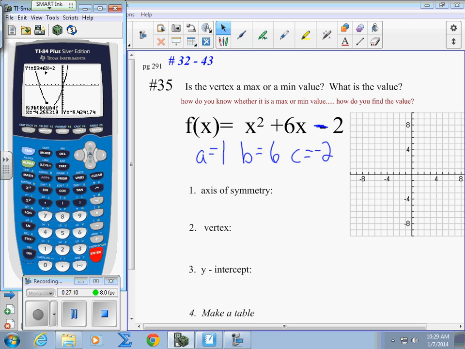And it says right boundary, so I want the blinking bug on the right side of the vertex. Once it's there, I'm going to hit enter. Some of you, if you have a new operating system, it won't ask you to guess. It would just go ahead and give it to you. But on my operating system, it wants me to guess, so I have to hit enter again. And I get a minimum value at negative 3, negative 11.